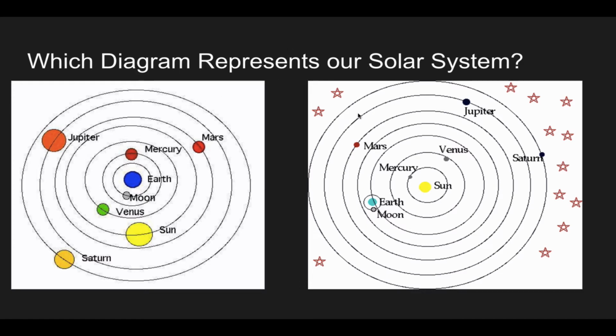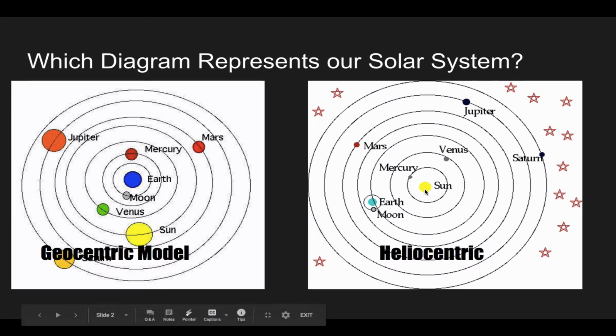Did you say the diagram on the right because the sun's at the center? If you said that, then you're correct. The diagram on the right represents a heliocentric model with the sun at the center, helio standing for sun and centric standing for the center. The diagram on the left represents a geocentric model, geo standing for Earth, geocentric standing for Earth at the center. This is what people used to think our solar system looked like, but with the discoveries from a lot of great scientists, we found out that the heliocentric model is actually what our solar system is. All the planets revolve around the sun, which is the most massive object in the solar system.